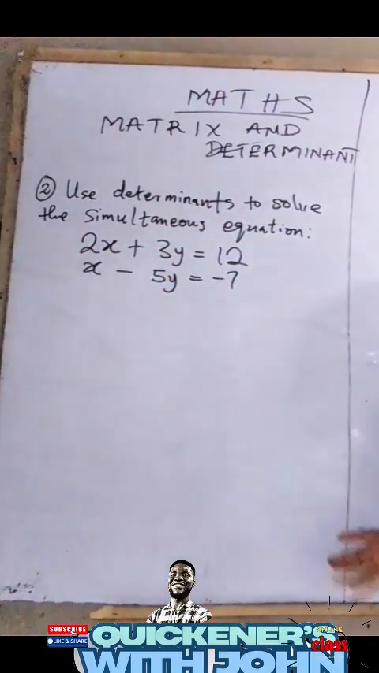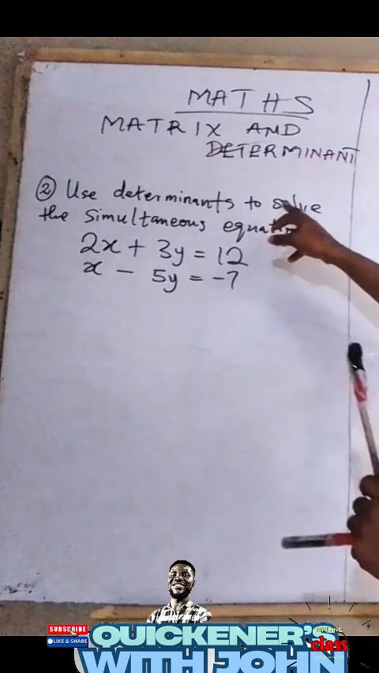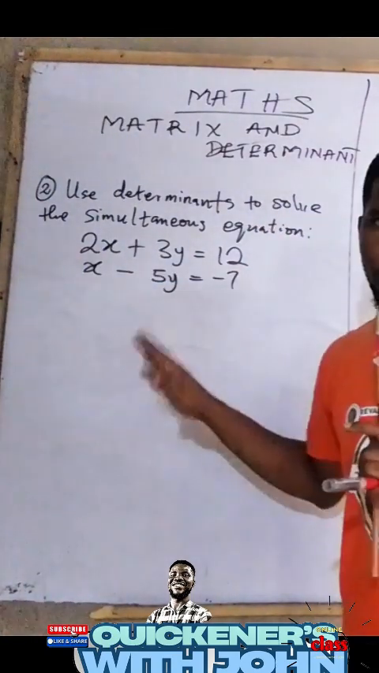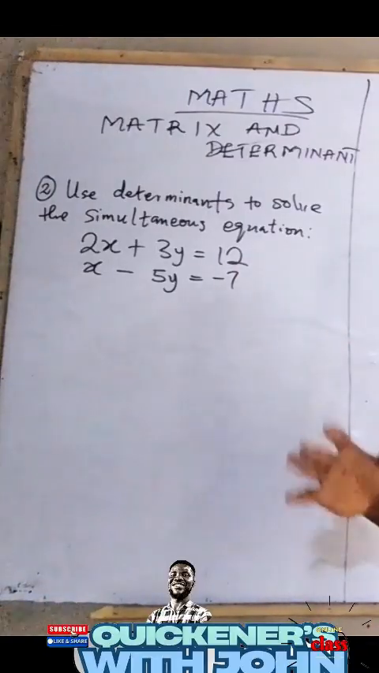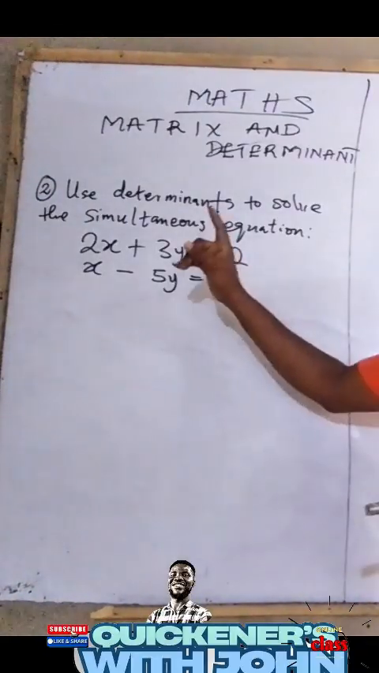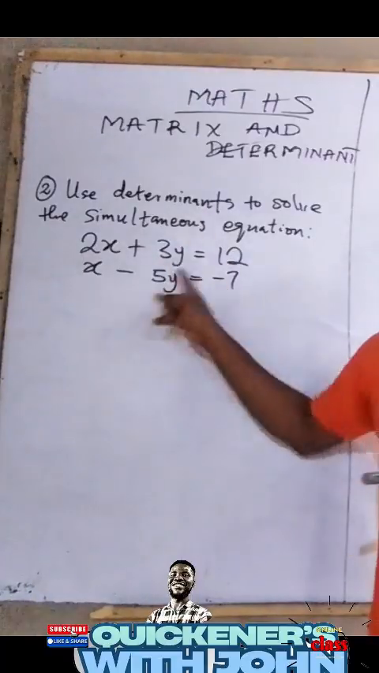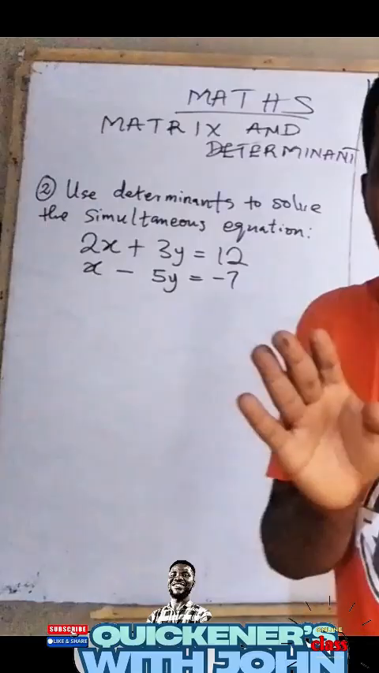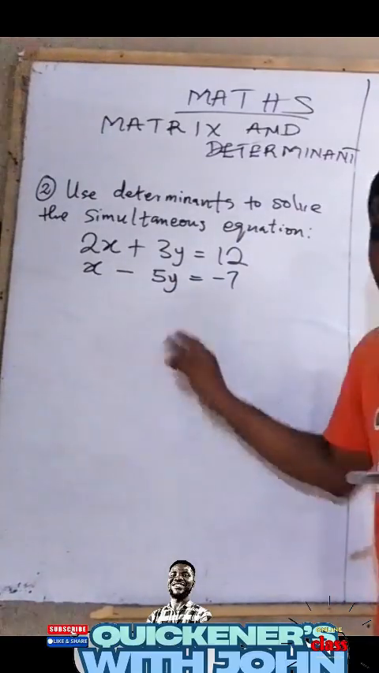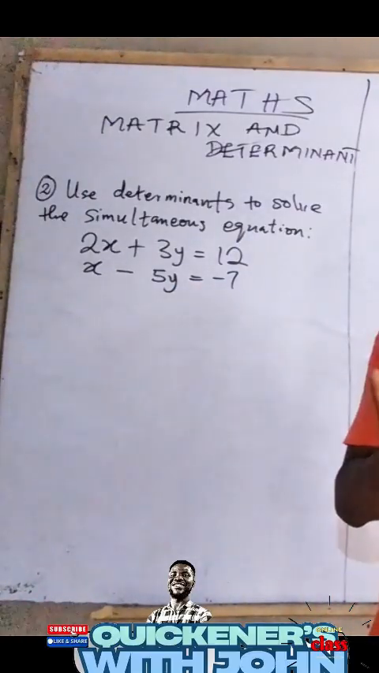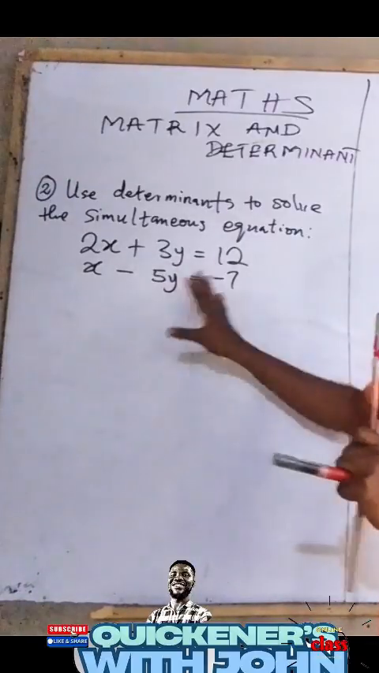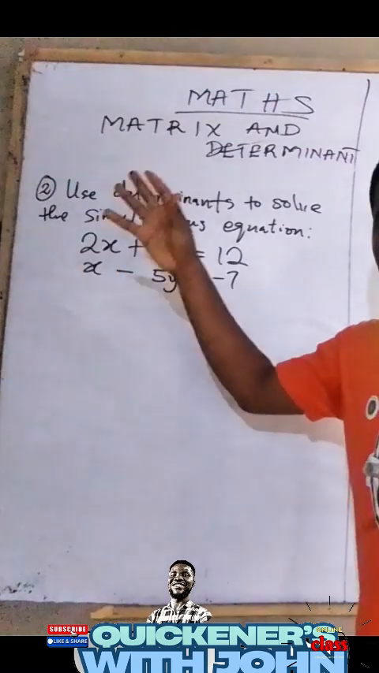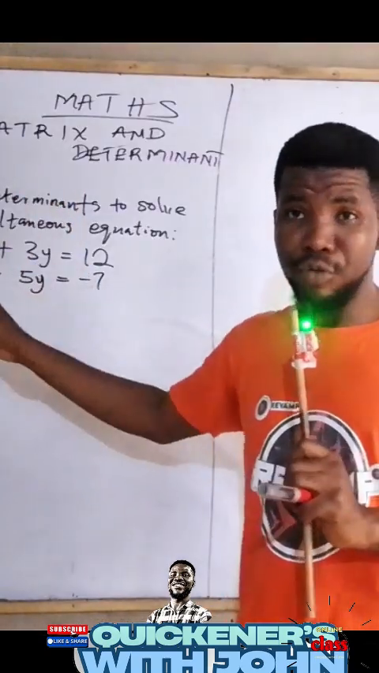What do we have here? The question says, use determinant to solve the simultaneous equation. Okay? Now, this is our area of focus, amongst many other things that we're going to do today. Now, I want to use the determinant of a matrix to solve this equation. But before I do, I want to use another method. So there are two methods: using the determinant of the matrix and using the inverse of matrix to solve.